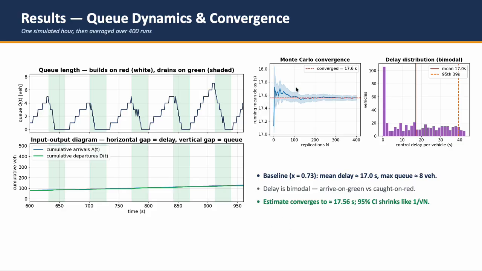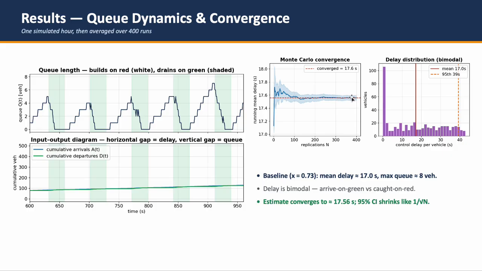The top right is convergence. A single hour is just one random sample. So I ran 400 independent replications and tracked the running average delay. You can see it settle and stabilize around 17.6 seconds, with the confidence band shrinking like 1 over root n, so the number is reliable, not a fluke.